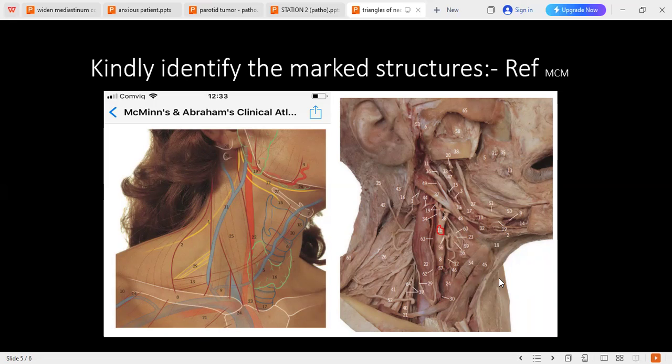Please tell me what muscles are these? These are superficial strap muscles. Please identify them. What is 54? 54 is the superior belly of omohyoid. If you could identify 60, what is this? Thyroid membrane.